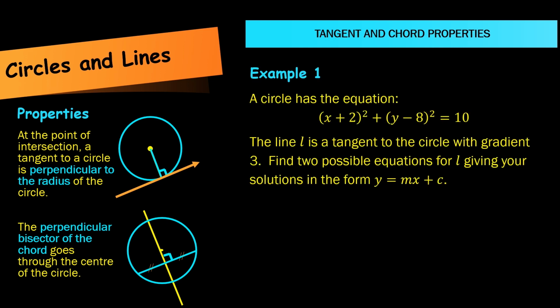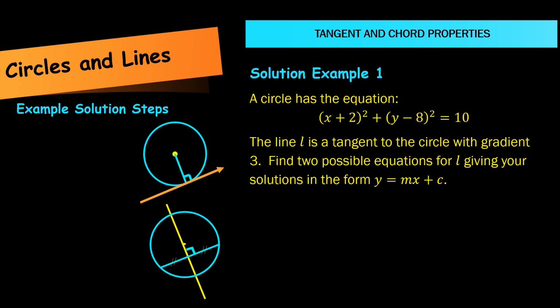We will now have a look at the first example. Pause the video and have a go. Press play when you're ready to view the solution. So a circle has the equation (x + 2)² + (y - 8)² = 10. The line L is a tangent to the circle with gradient 3. Find two possible equations for L, giving your solutions in the form y = mx + c.